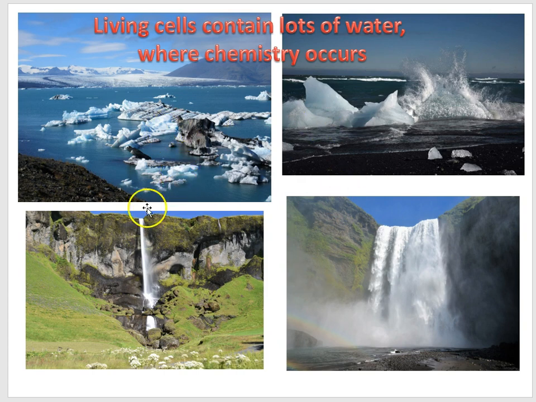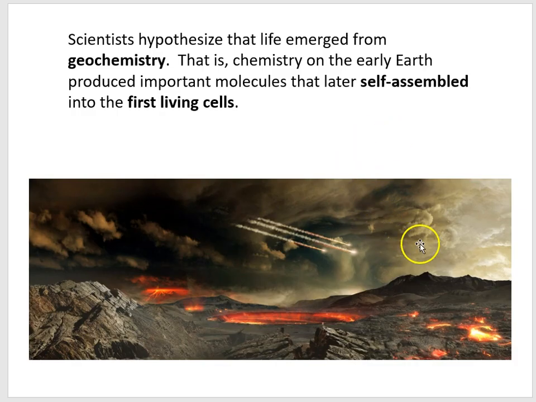And why is liquid water important? Because living cells contain lots of water, and this is where the chemistry of life occurs. So if life is going to emerge on Earth, scientists believe that it was a critical factor that there was liquid water on Earth. Now, the early Earth was a very different place than it is today. It was an extreme environment with volcanoes, and the atmosphere was very different. It was a very sort of a toxic place.